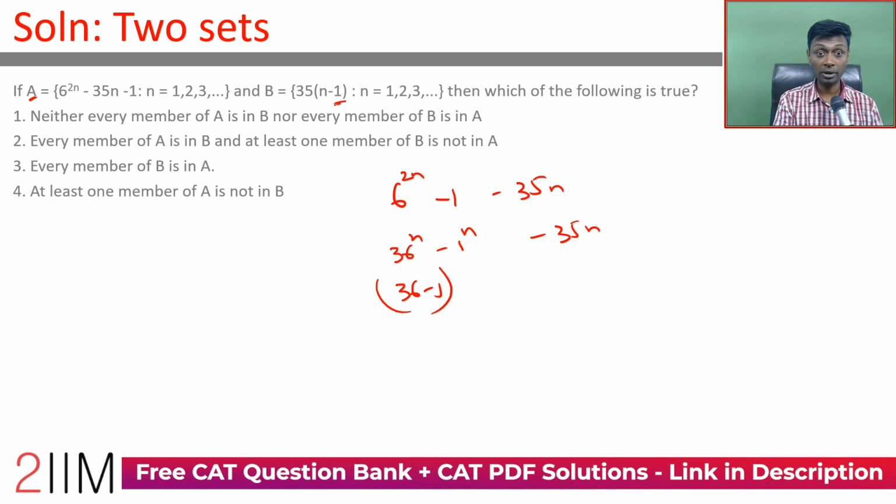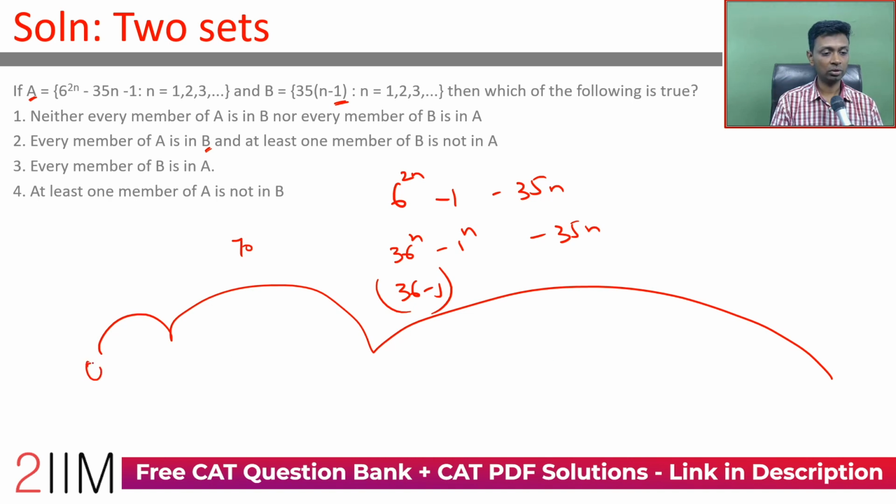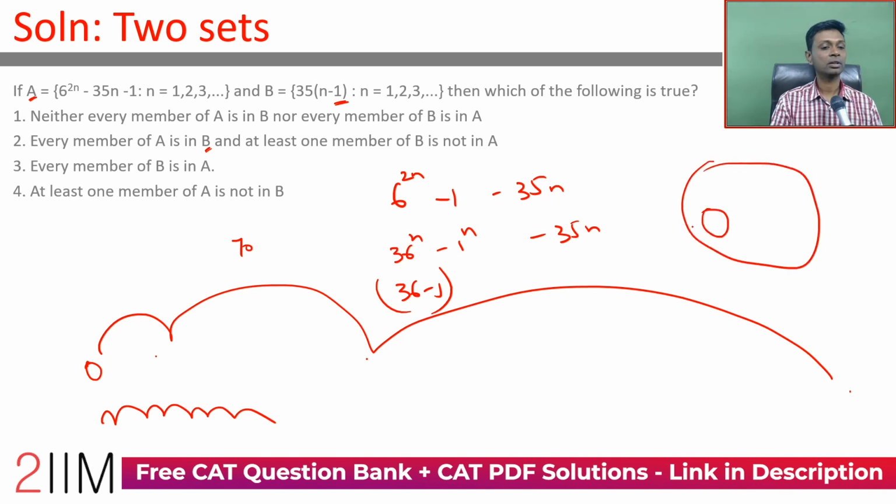B lists all multiples of 35, including 0. So every element of A is in B. And at least one member of B is not in A. 70 is not in A. 105 not in A. A jumps across multiples of 35. After 0, it goes to a large number, and then a much larger number, and then a giant larger number. B lists every multiple of 35. So B is a superset. A is contained within that. There's A like this and B like this. Every element of A is in B, and at least one member of B is not in A. There are plenty of members in B not in A.